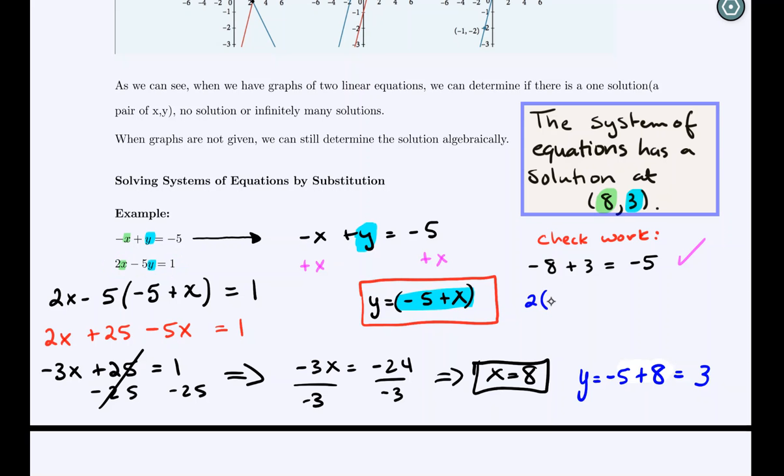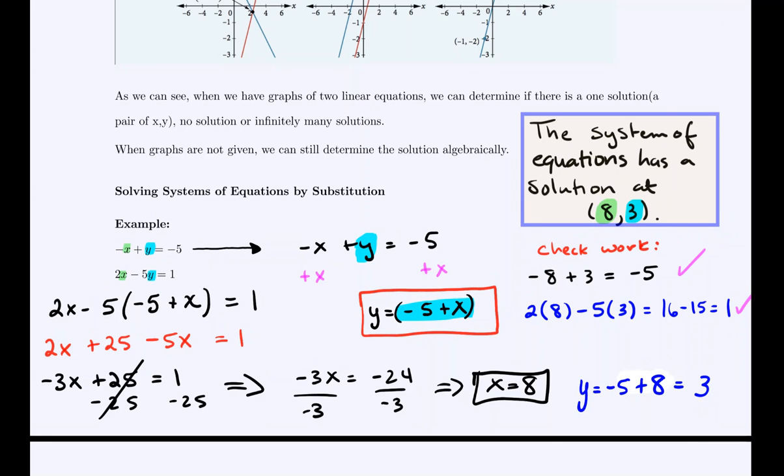2 times, now x is 8, minus 5 times y, y is 3. Now that's going to be 16 minus 15, that's 1. Let's see, what was it supposed to be? 1. Since these are the same, we know that this is truly the solution to the system of equations because the xy point makes both equations true. It's not enough to make one equation true, it has to make both. So through this, we verified that we did in fact get the right answer.